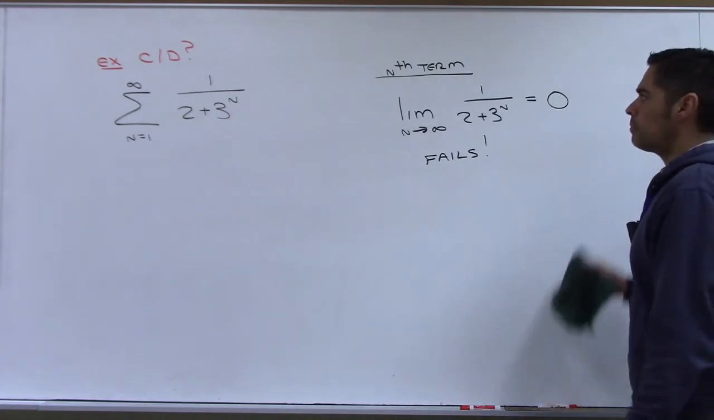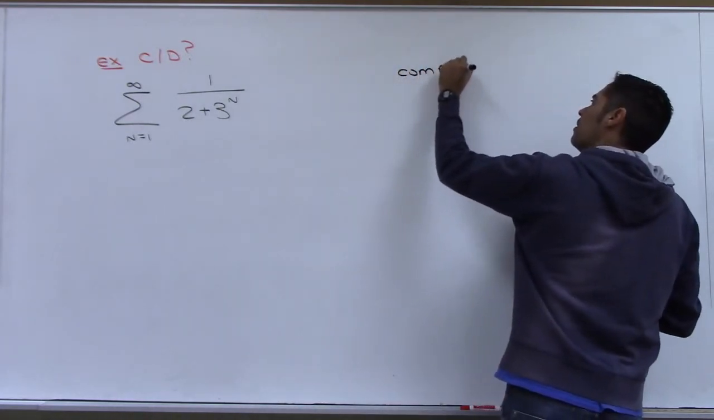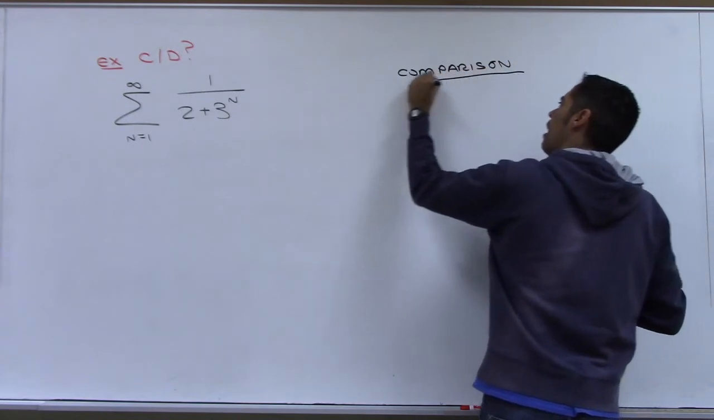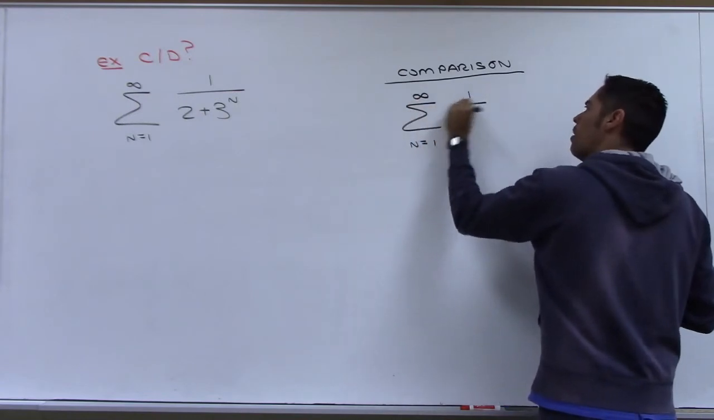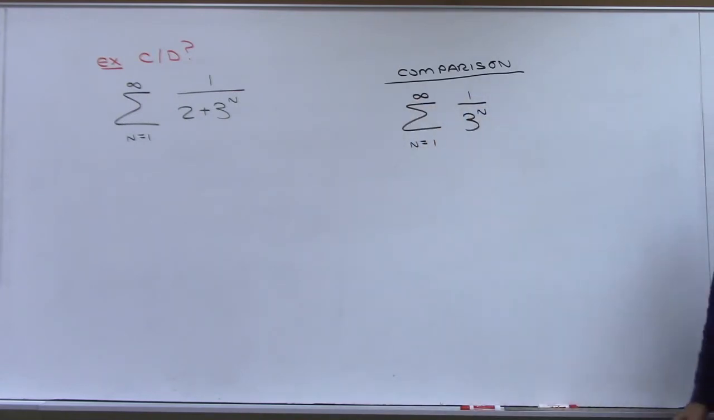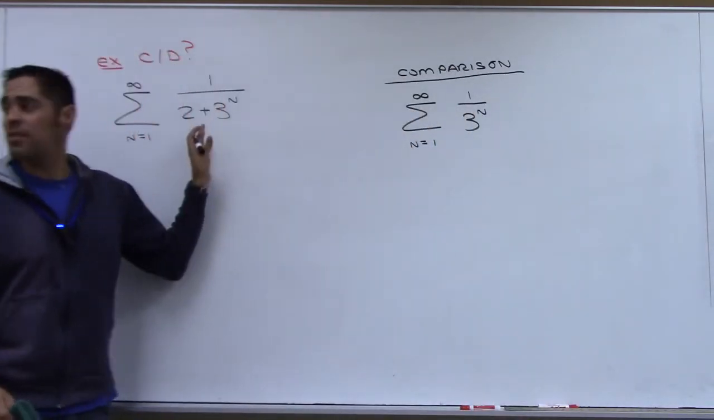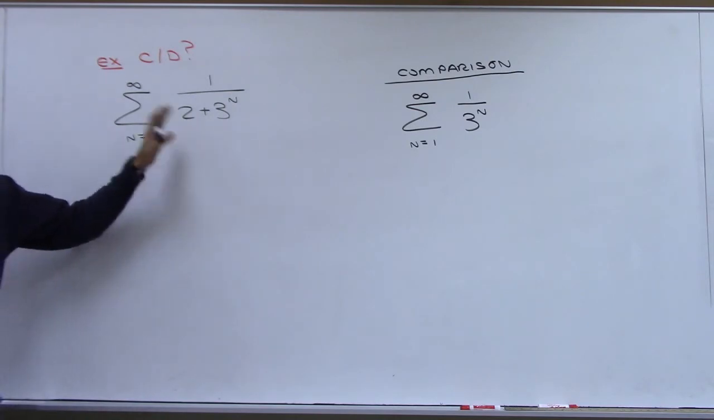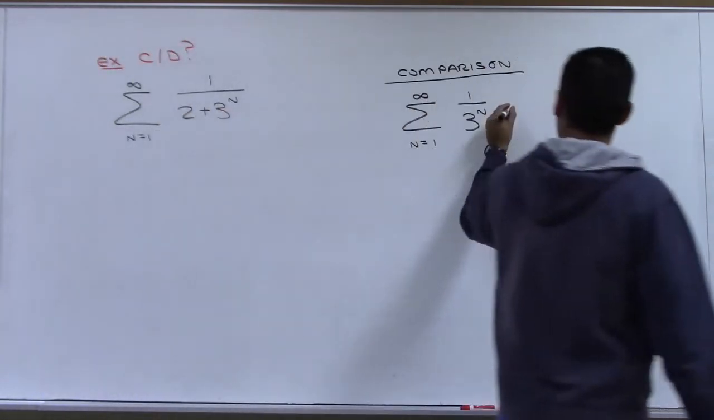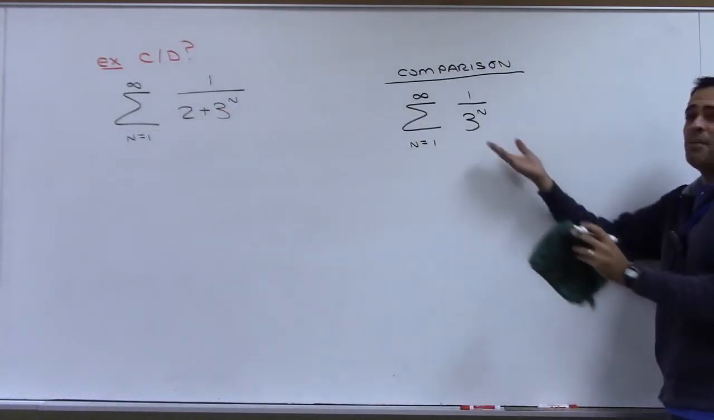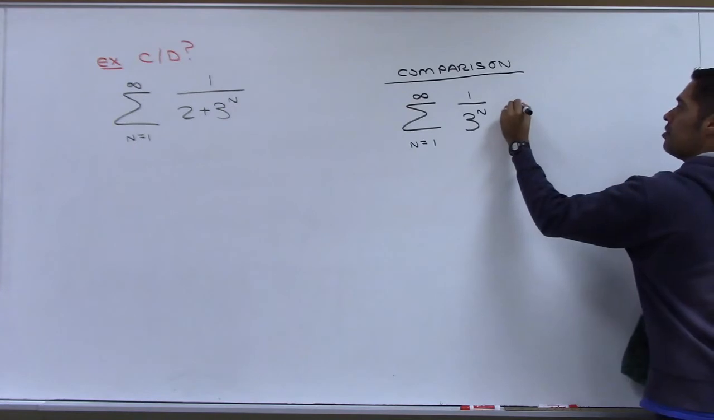What does that look like? That looks a lot like a comparison to the sum, n equals 1 to infinity, of 1 over 3 to the n. The 2 really doesn't have that big of an impact. As n gets big, the 2 is pretty insignificant. So maybe I can compare it to this. And what is this series? If you're going to compare it to something, you better know what it does. What is this? Geometric. Okay, it's geometric.